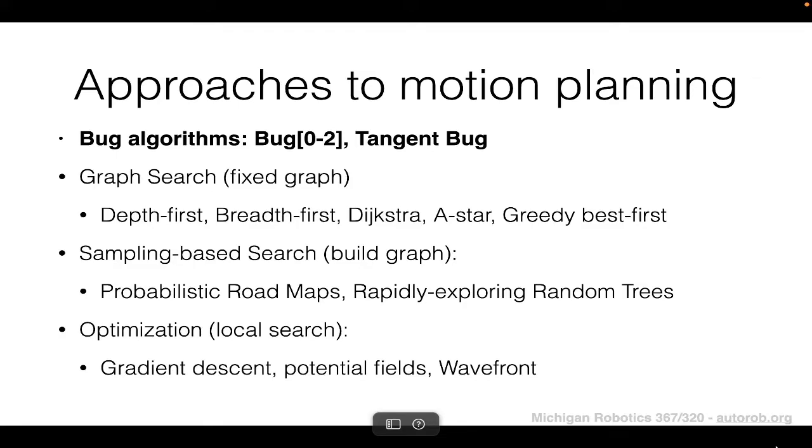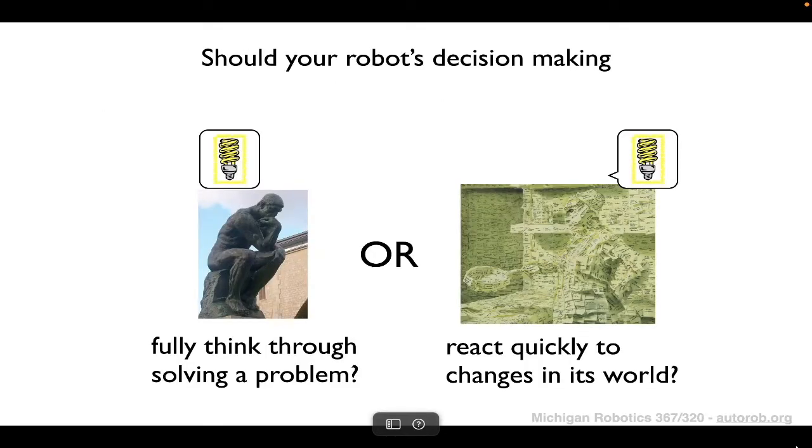So you have sampling-based search. For example, rapidly exploring random trees is one well-known algorithm which we will look at later in the semester. But in addition, there's also optimization-based approaches, which we've looked at for our inverse kinematics routines, like gradient descent. There's also potential fields and wavefront algorithms that we could consider. But on the topic of bug algorithms, we're going to focus on these four algorithms for today.